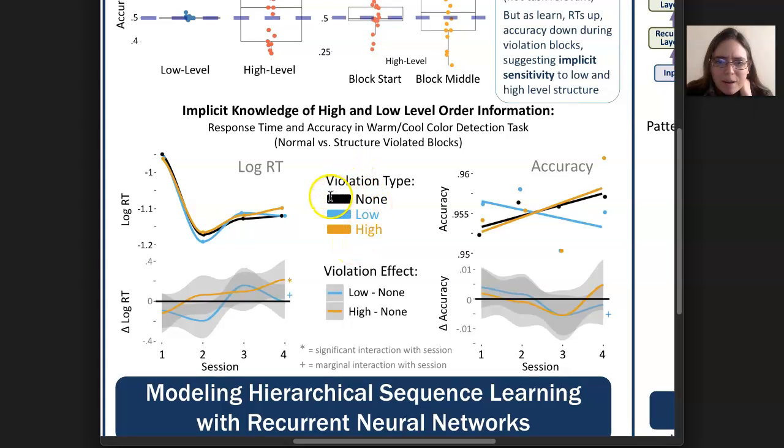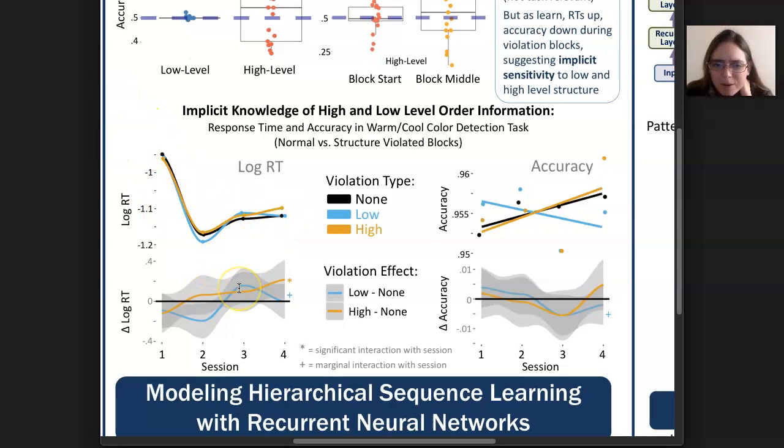Here, none. This black line shows the trend over 4 different experimental sessions. Session is the x-axis and log RT is the y-axis here. When there's no violation type, things decline like normal, and it's pretty similar for the low and the high.